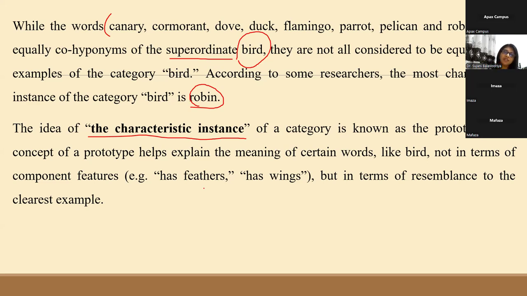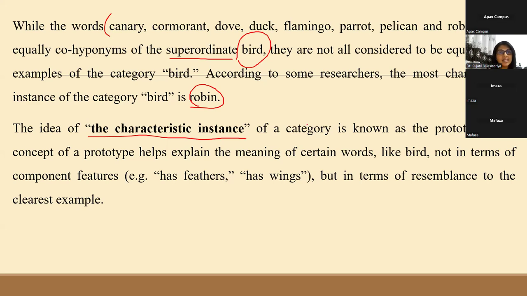If we refer to the example here, robin looks more like a bird, right? Resemblance, similarity to the clearest example. Rather than a parrot, rather than a flamingo, rather than a pelican or dove, robin looks more like a bird. So therefore, robin is the prototype.